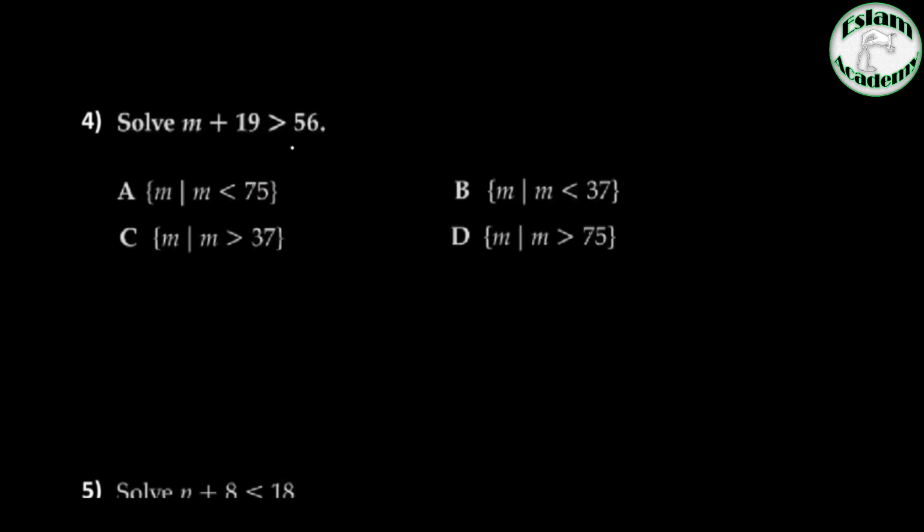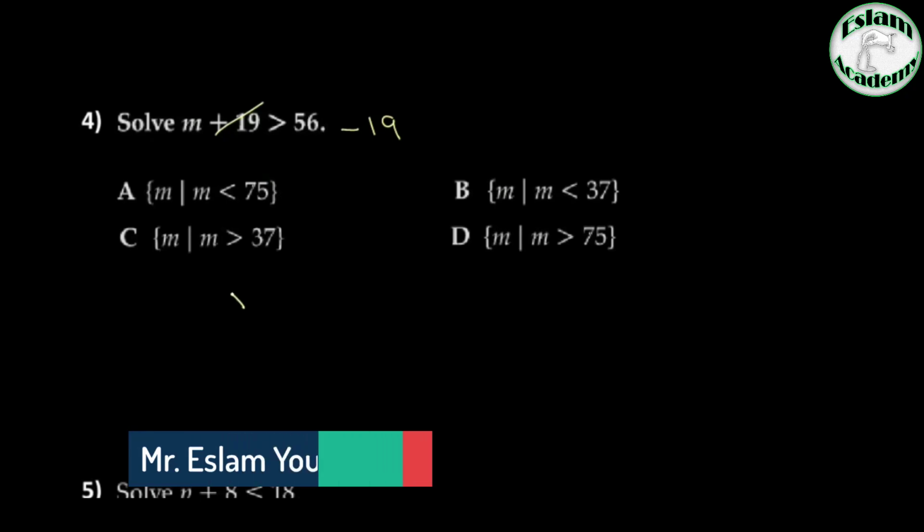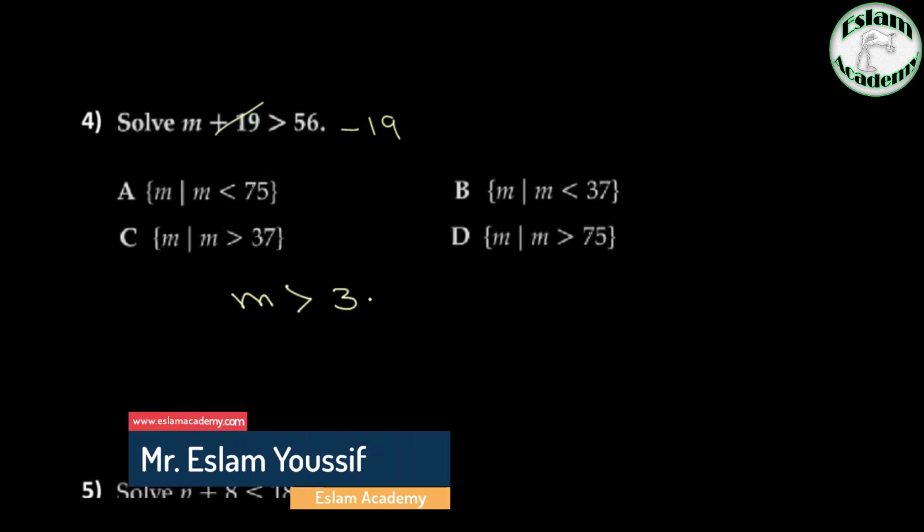m plus 19 is more than 56. By the same way of solving, because we have plus 19, we'll subtract 19. So we can say that m is more than 37. So the answer is C.